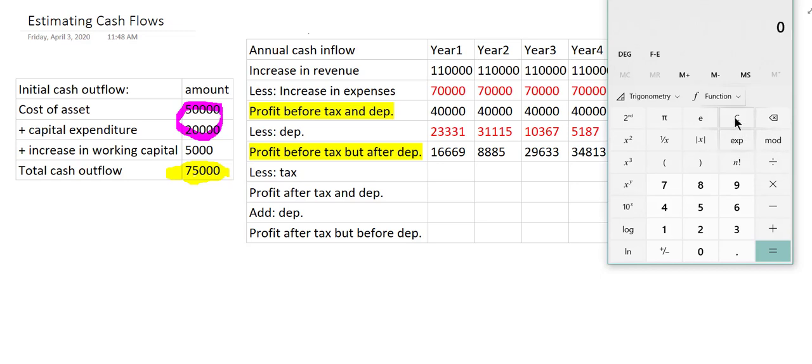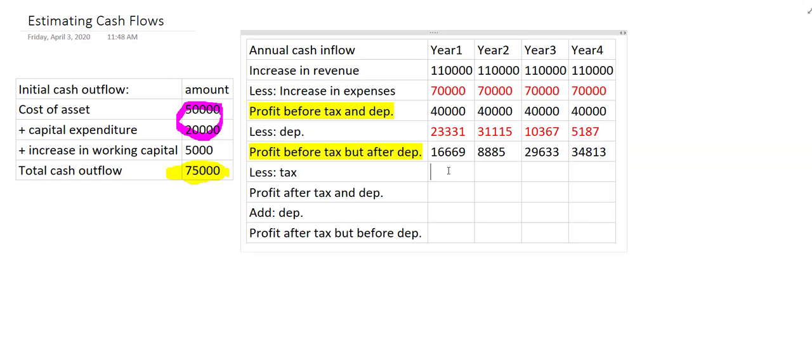For example, the first one, how much is the amount? 16,669 into tax rate was equal to how much? 40%. So just directly multiply by 0.4. 0.4 becomes 40%, right? So how much is the tax? 6,667.6. So let us take it as 6,668. Let me mention this one, 6,668, instead of this one. So let me go for the round off. For the rest, I will not take in the video.